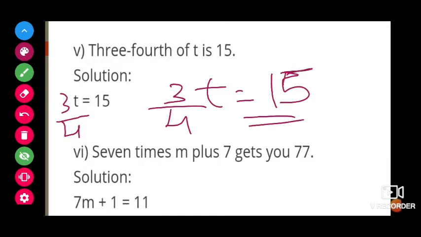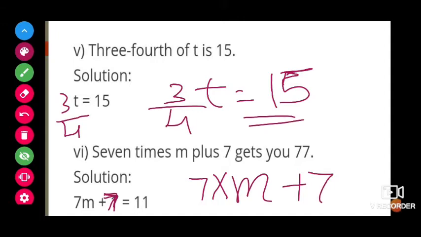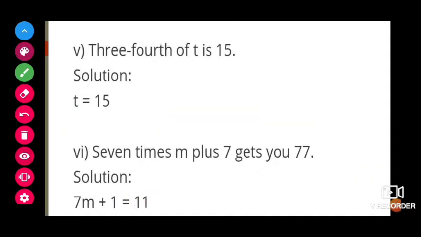Next, 7 times m plus 7 gets you 77. 7 times m, so 7 into m plus 7. Here they have given 7 times m plus 7 is equal to 77. That's it. This is the equation.